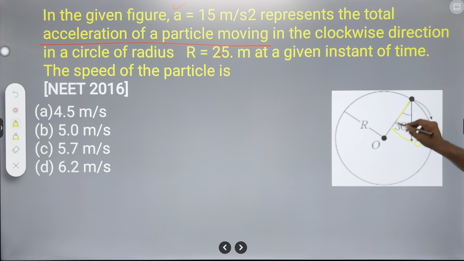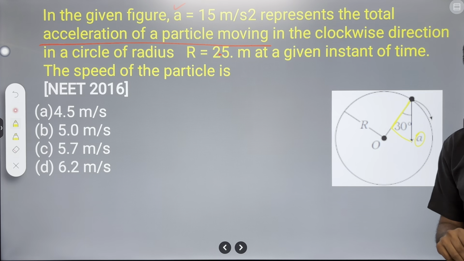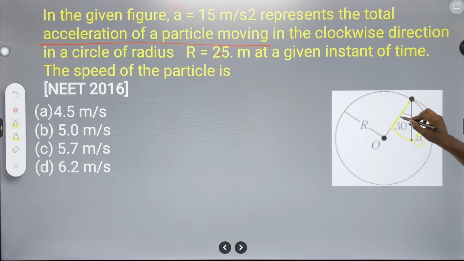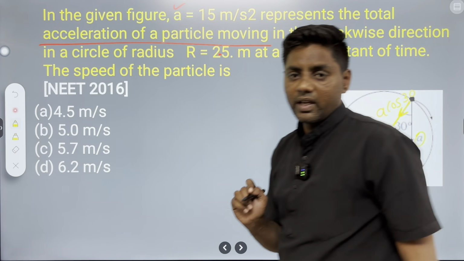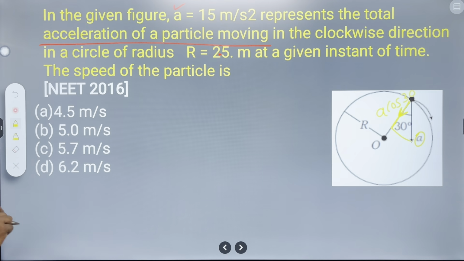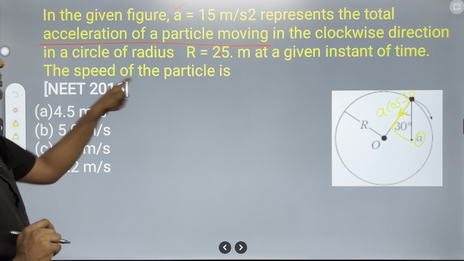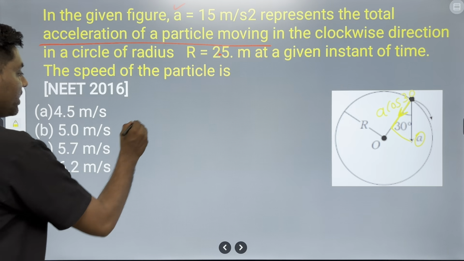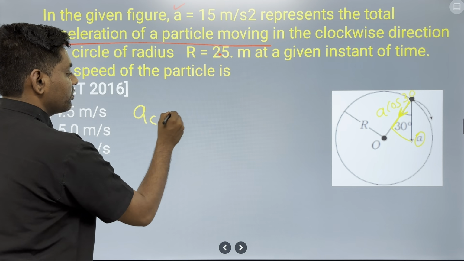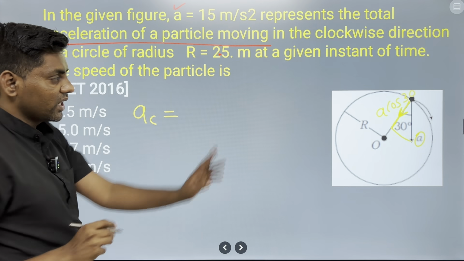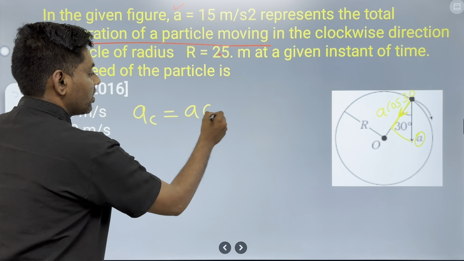So we know the direction of centripetal acceleration is towards the center. तो ये आपका बन जाएगा adjacent side, adjacent side बनेगा तो कितना आंसर आएगा यहाँ पे a cos 30 degree. And what we have to calculate is the speed of the particle. So हमें centripetal acceleration का magnitude पता होना चाहिए, कितना रहेगा centripetal acceleration, that is a cos 30 degree.